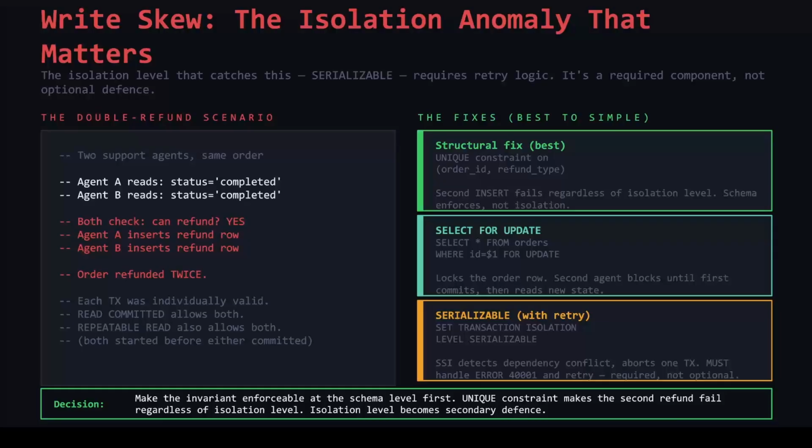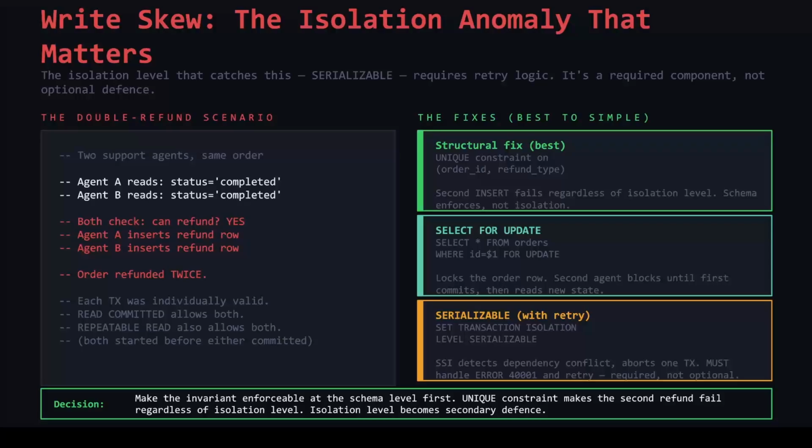Repeatable read doesn't help. Both transactions started before either committed, so both see the original completed status under repeatable read, just as they would under read committed. Only serializable catches this. But serializable comes with a mandatory design requirement. Your application must handle the error, could not serialize access due to concurrent update, and retry the transaction. Code that uses serializable and does not implement retry logic will fail non-deterministically under concurrent load. The retry is not optional defensive programming. It's a required component.